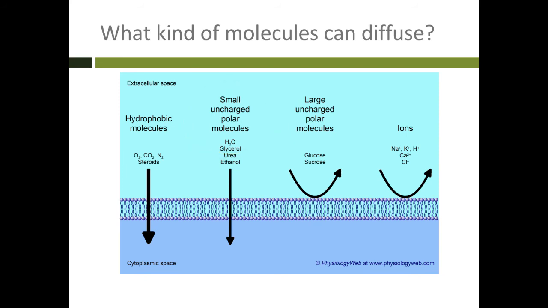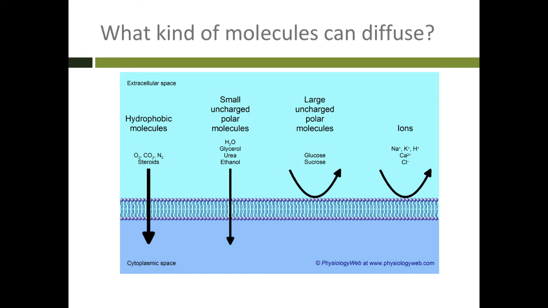Examples of small uncharged polar molecules would be water, ethanol, urea. However, if they get too big, if you have large uncharged polar molecules like glucose or sucrose, they're not going to be able to move across the membrane by themselves. They're going to require something else to bring them across.